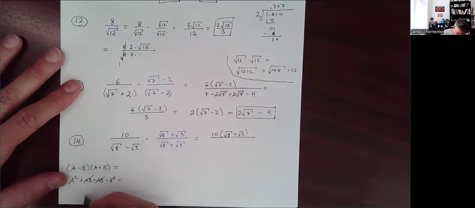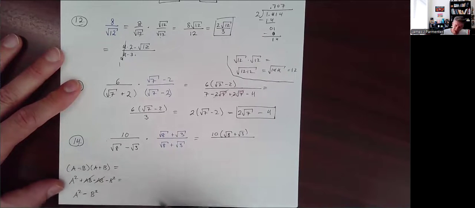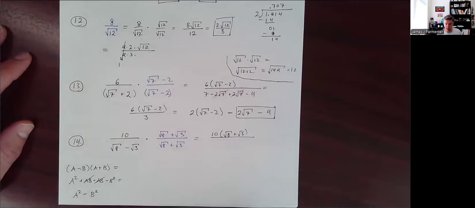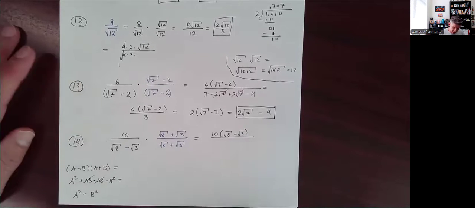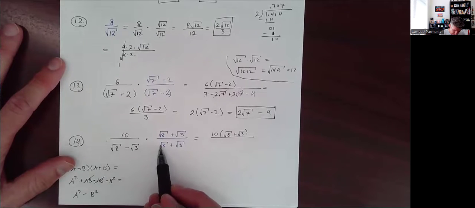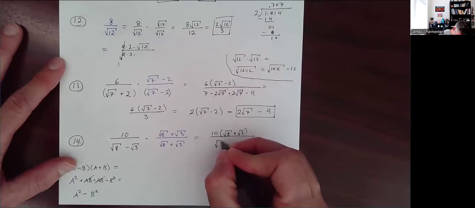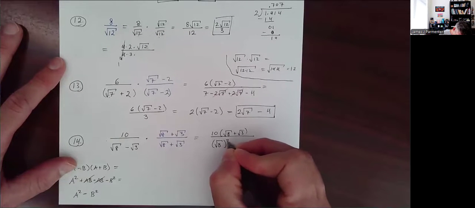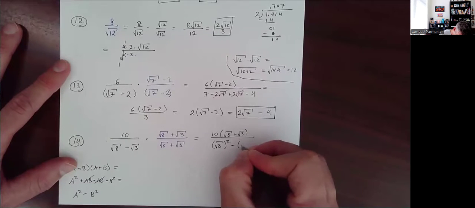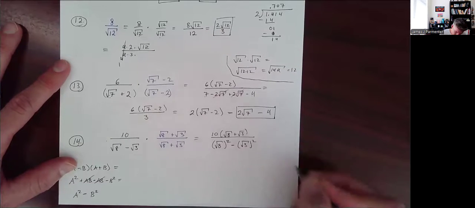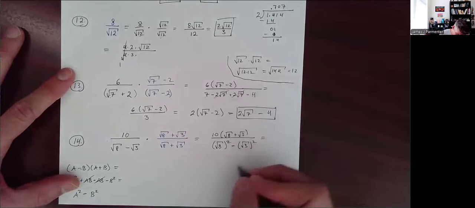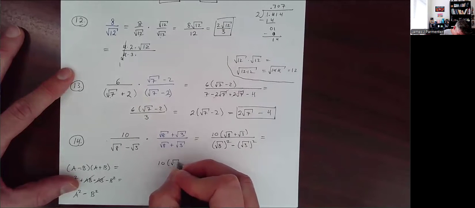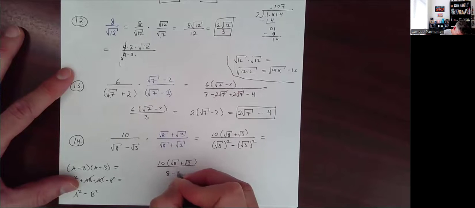So you always end up getting the first thing squared minus the second thing squared. That always happens when you multiply conjugates together. So we could show all the work here, or we could say, hey, I know that root 8 minus root 3 times root 8 plus root 3 is going to be the square root of 8 squared minus the square root of 3 squared. So that's going to end up being 10 times the square root of 8 plus the square root of 3 all over 8 minus 3.